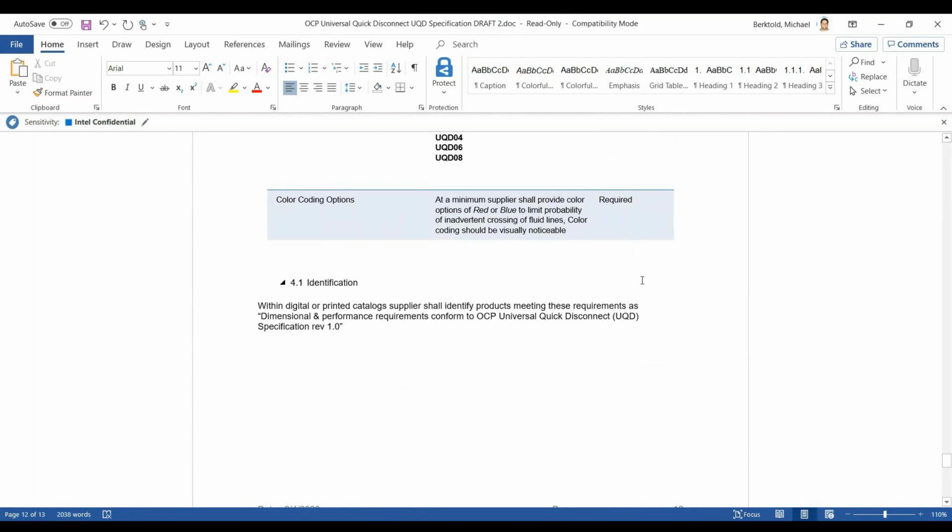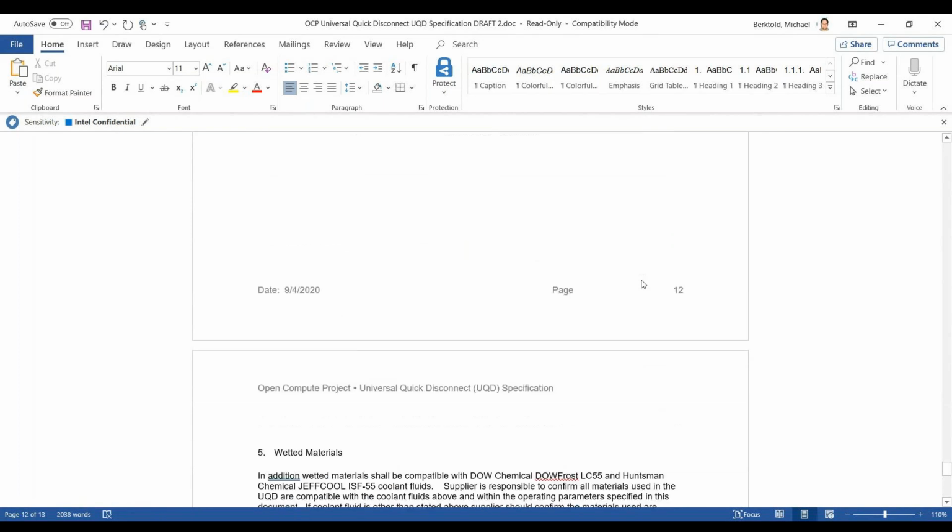So section 4.1, identification. Within the digital or printed catalog, suppliers shall identify products meeting these requirements as dimensional and performance requirements conform to OCP Universal Quick Disconnect UQD specification Rev 1.0. Okay.